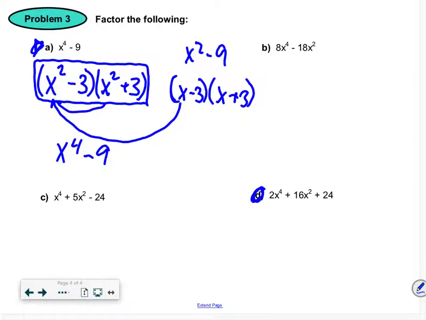Okay, write down D. That's our last one. Yes. So then we just leave it as, yep, that's it, because we can't do anything else with it. x squared minus 3, x squared plus 3. Okay.